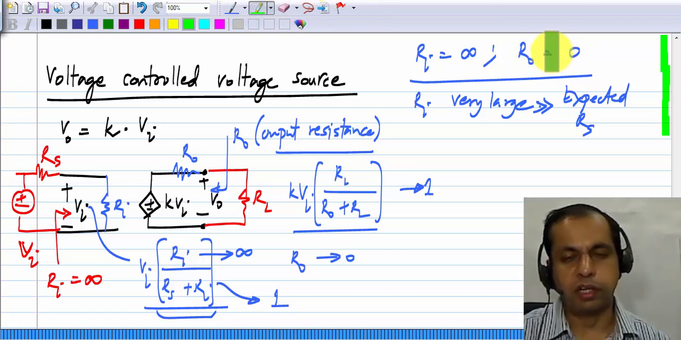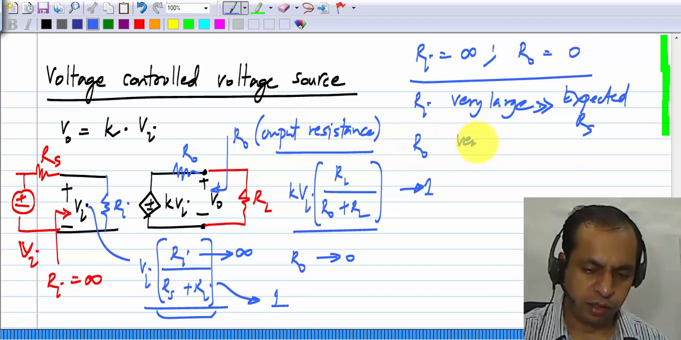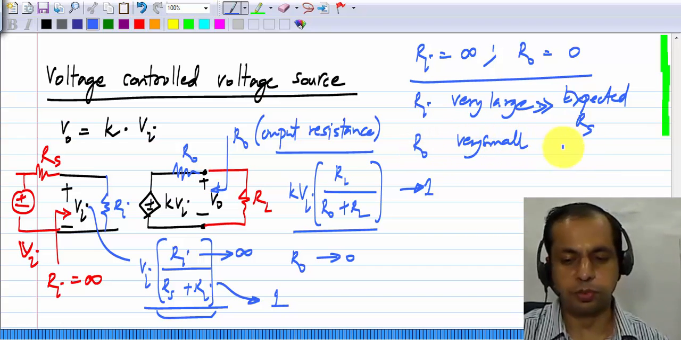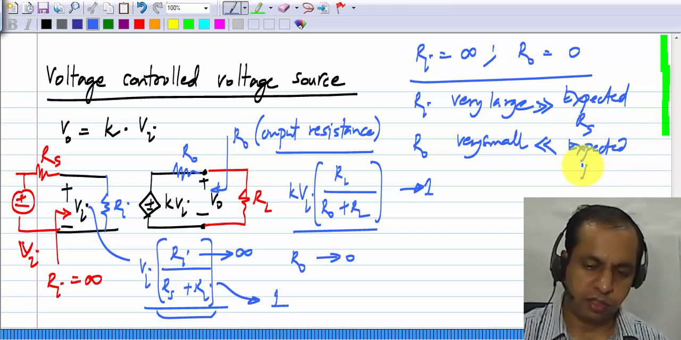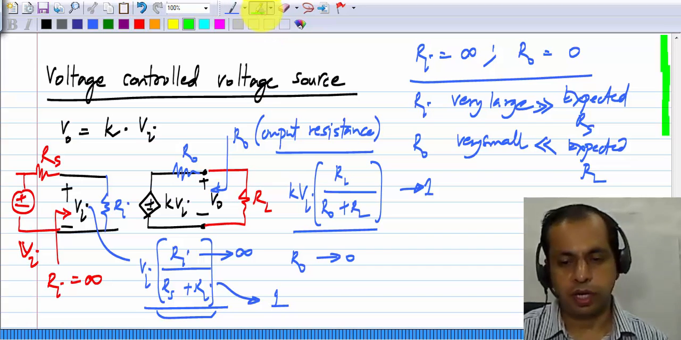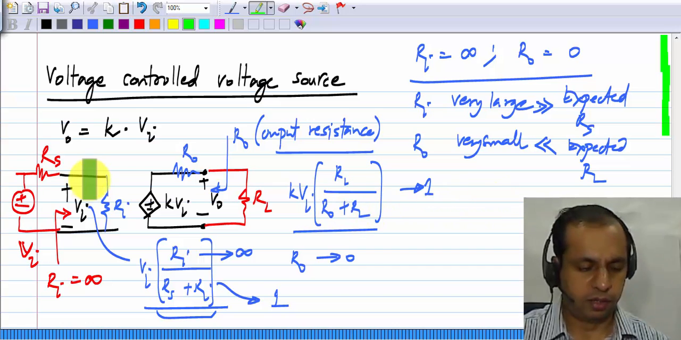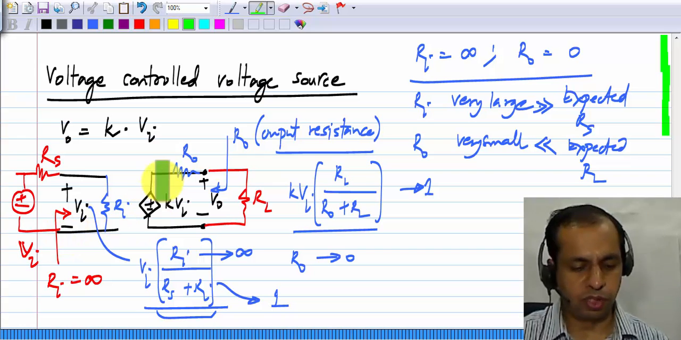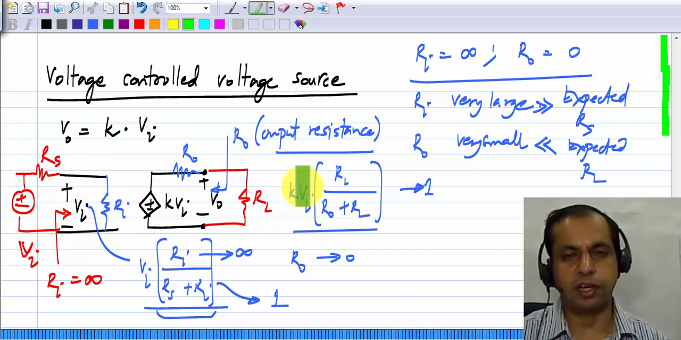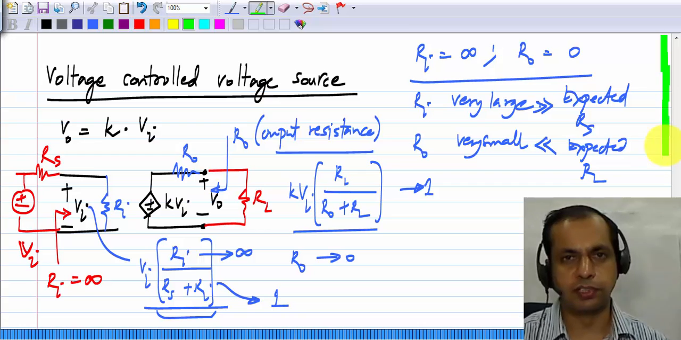Similarly, Ro, we cannot get it to be exactly 0. We want it to be very small. And what does very small mean? It should be much smaller than the expected range of values of RL. So again, if this condition is satisfied, this fraction here will be close to 1 and we will have a ratio of output voltage to input voltage which is K, which is also independent of Rs and RL. That is quite important. In a controlled source, the output quantity should also be independent of load resistance and source resistance.